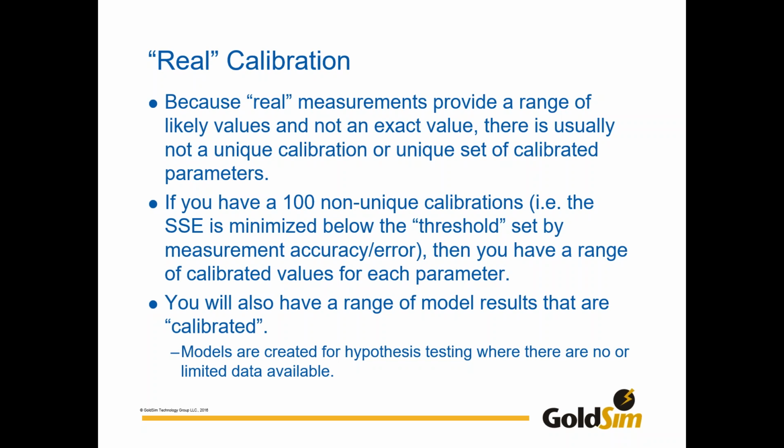Okay. If you do have 100 non-unique calibrations, so you've minimized your sum of squared errors or your objective function in your calibration below the threshold, then you have a range of calibrated values for each parameter. So you have a range of values that are acceptable for each input. This is based on your data uncertainty. And you also have a range of model results that are calibrated. Okay, so you have a range of both inputs and outputs.